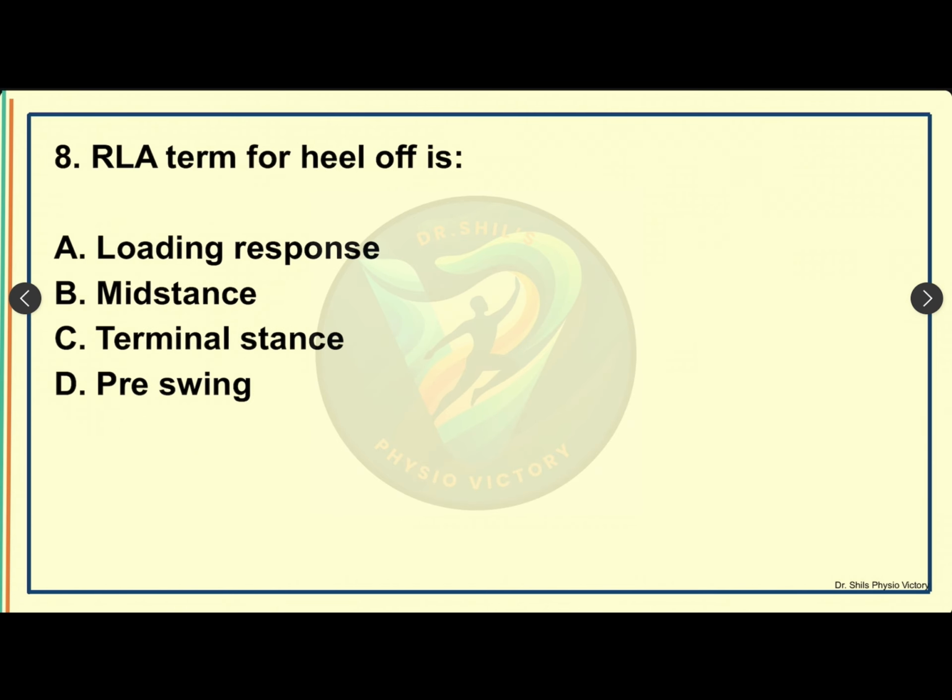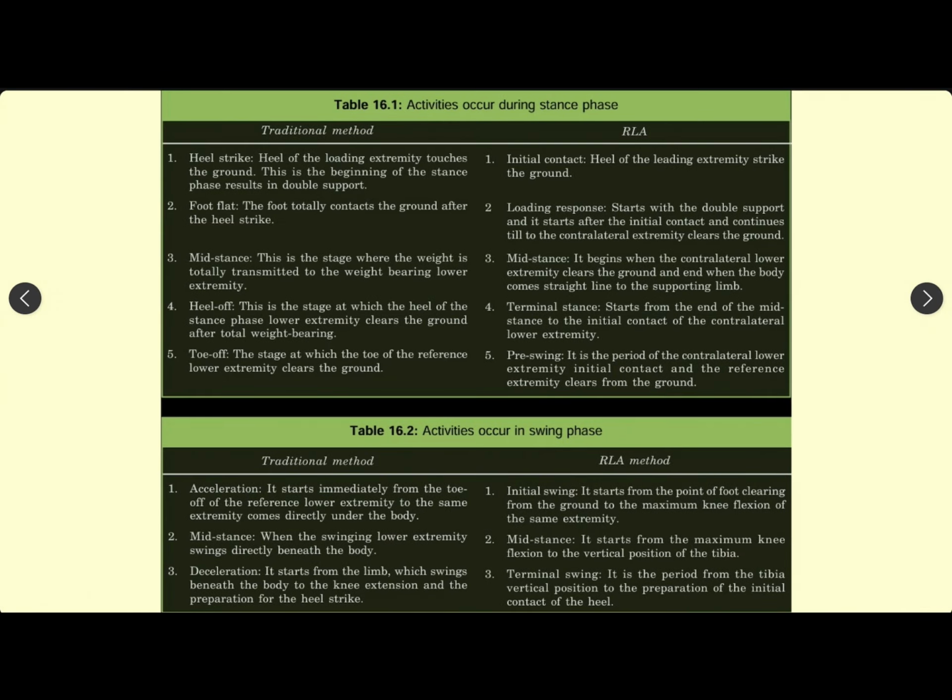Next question, question number 8. RLA term for heel off is: option A, loading response; option B, mid stance; option C, terminal stance; and option D, free swing. Here the correct answer is option C, terminal stance. So this on the left side is the traditional method, and on the right side is the RLA method.